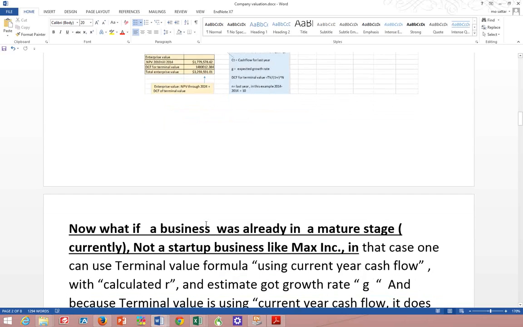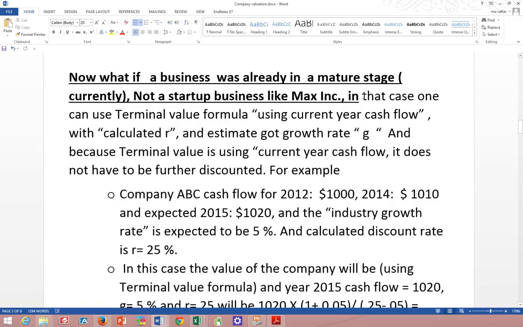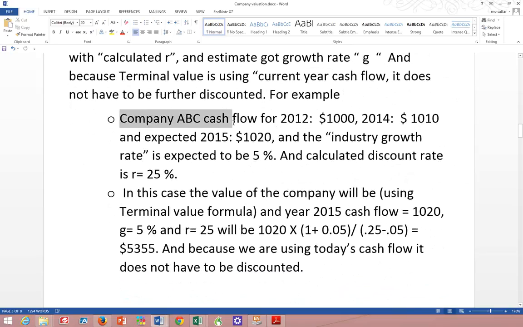Now, what if a business was already in a mature stage? Obviously MaxInc is starting out, so it's growing pretty fast and then slows down. But what if it was not like MaxInc, or what if it was already a mature company? How do we use DCF, or discounted cash flow, to do that? In that case, the formula will still be the same for terminal value, but what we would do is use the current cash flow. For example, let's say company ABC has a cash flow in 2013 of 1,000.